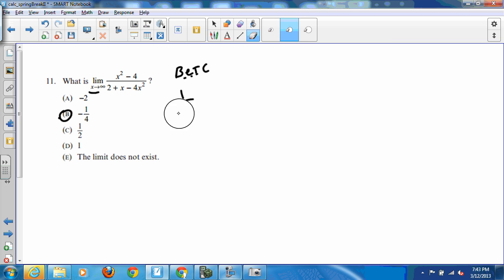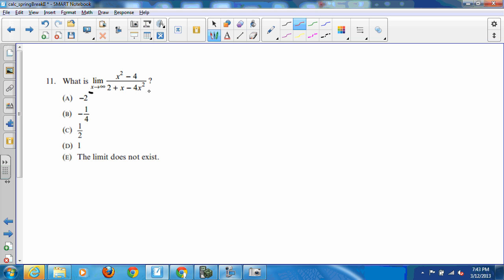Alright, I already worked that one, I guess. Limit as x approaches infinity. This tells us the horizontal asymptotes, but it's not asking us about that, but it's good to keep that in mind.